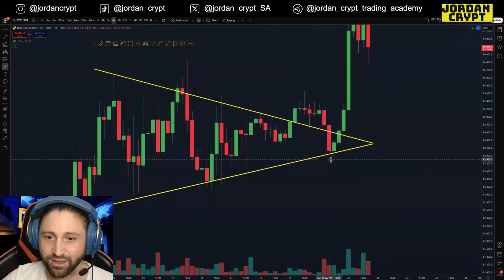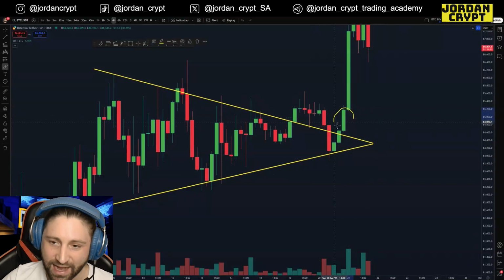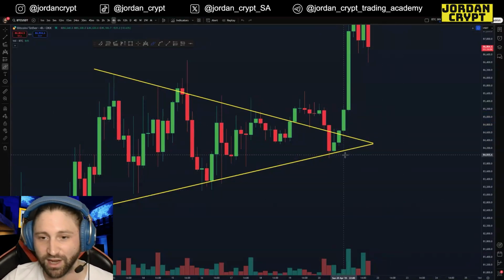We can see right here you would have actually been stopped out, and then your next entry into the breakout strategy would have been your better entry.